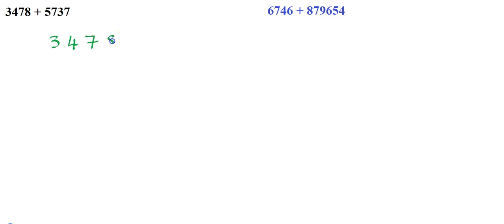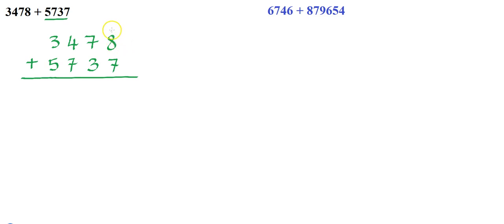3,478, and you'll notice I'm putting the digits a fair bit apart so that there is space to work and to understand which place value each digit is in. And for the second number, I'm going to start from the ones digit, or the units place, and go like this so that everything lines up correctly. Okay, and we're adding. So let's start solving this problem.